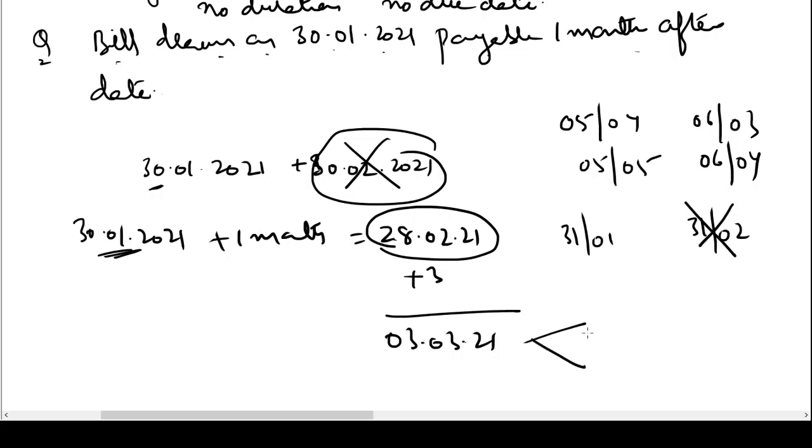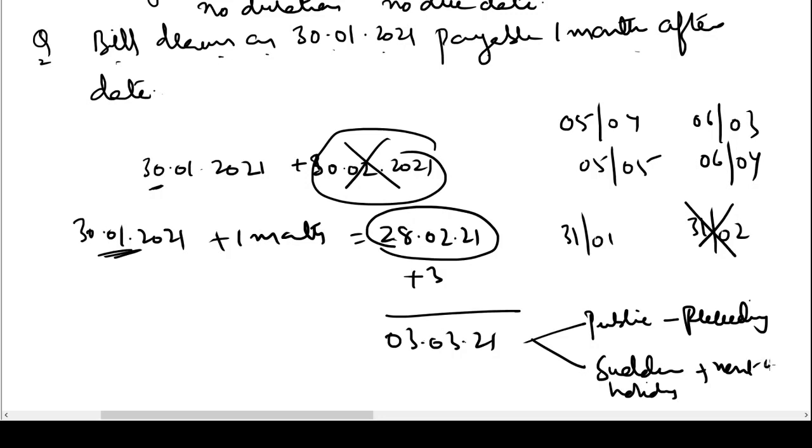And again, if it is a public holiday known in advance like a Sunday, then in such case preceding day will be the due date. If it is a sudden holiday not known in advance, then in such case the next working day would be the due date. Okay, so this is how we calculate the due dates.